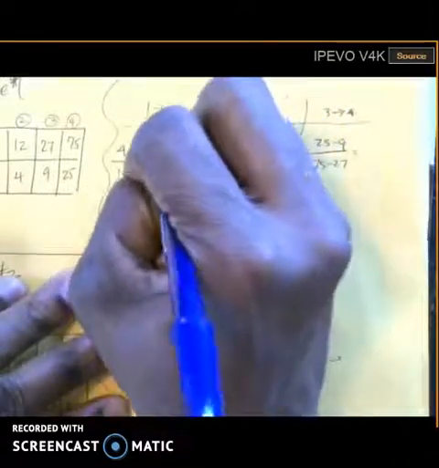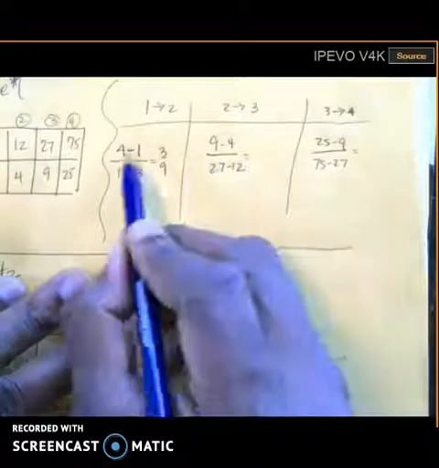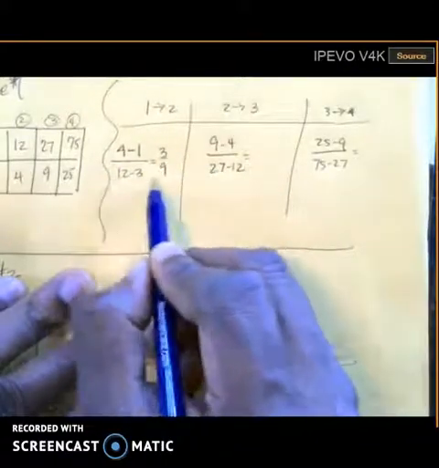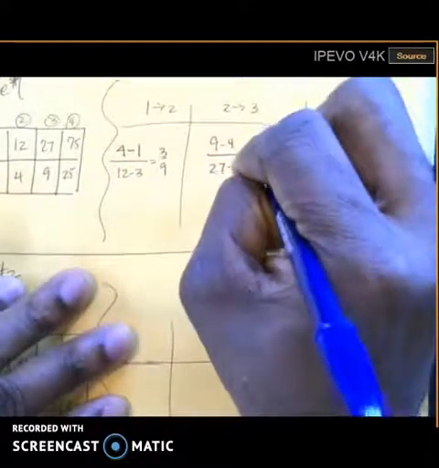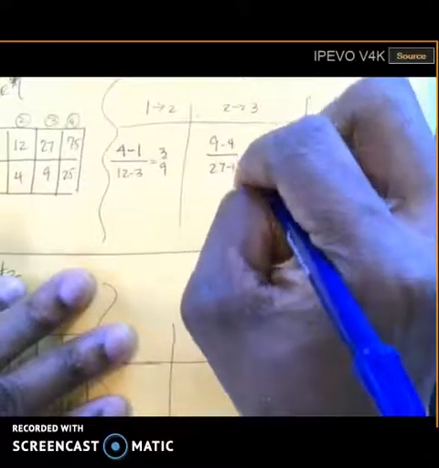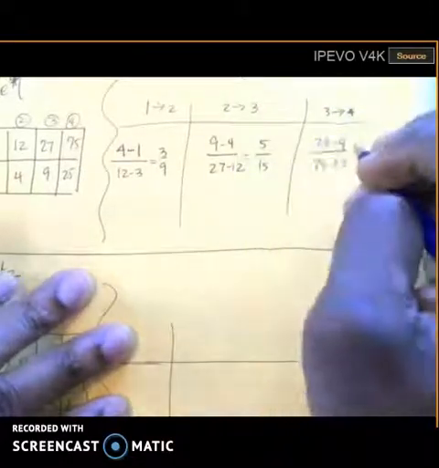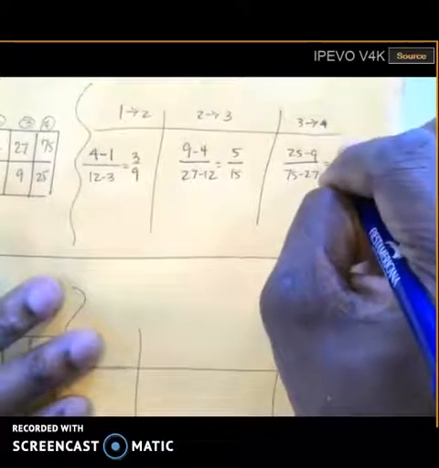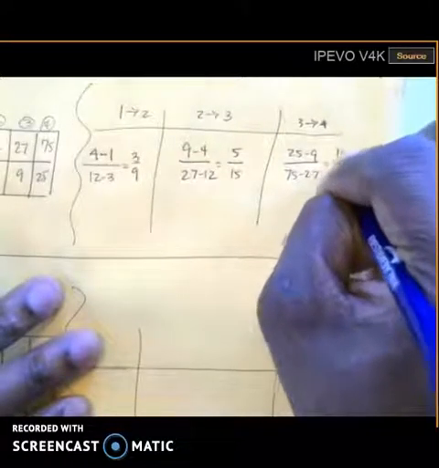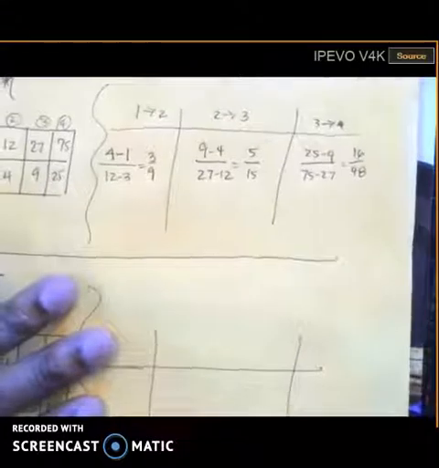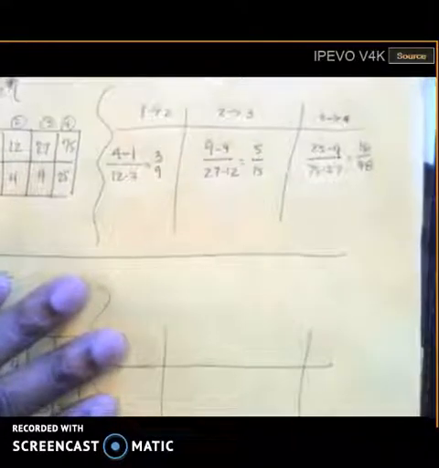And what I'm going to do is continue to simplify. As I simplify, I see that this is 3 over 9. 4 minus 1, 3. 12 minus 3, 9. Okay, so that's what I'm doing. 5 over 15. And let's see, 16 over 48. Now, I believe that these values are constant.